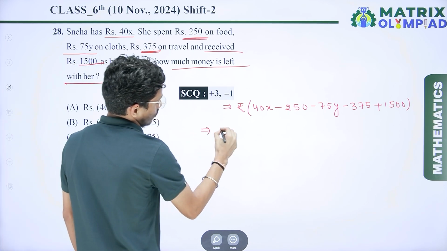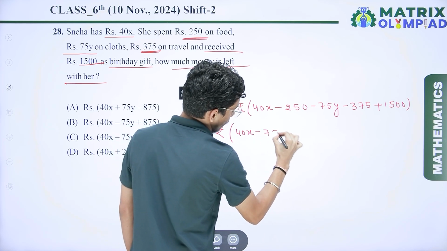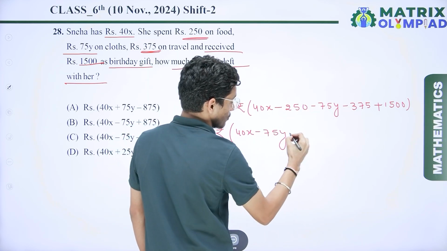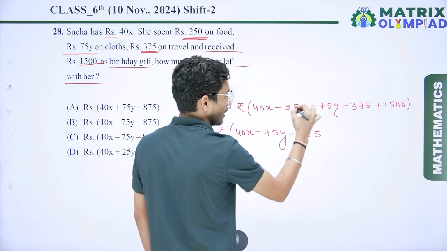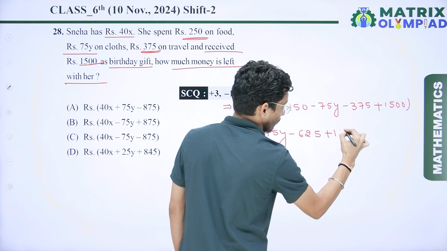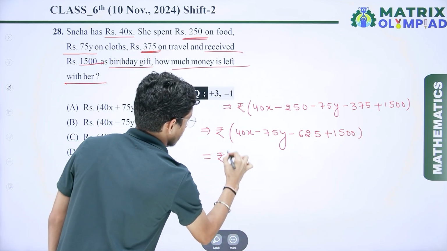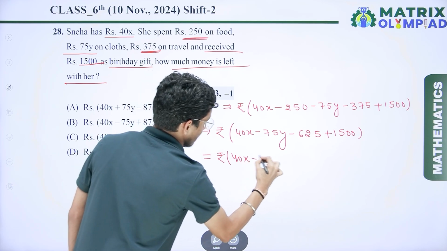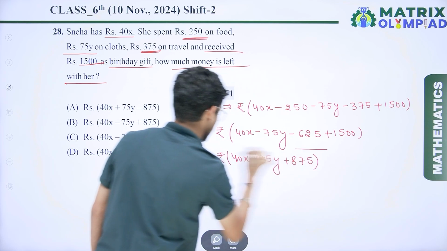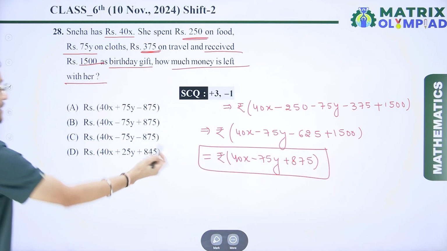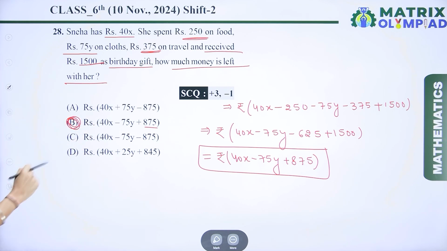Okay. So I can say that here 40x minus 75y. If I add this, I get 5, 7, 5, 12, carry 1, 3, 2, 6 plus 1, 500. So if I solve here, I can say that the rupees Sanya has is 40x minus 75y plus 875. So check which option is correct. 40x minus 75y plus 875. So here option number B is the correct answer.